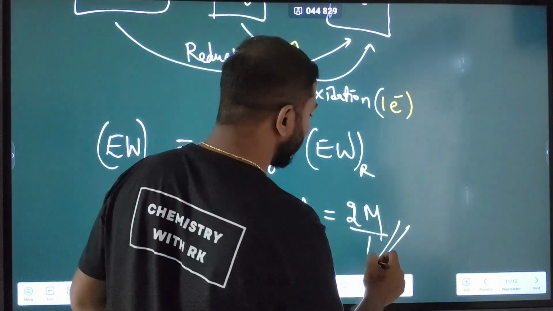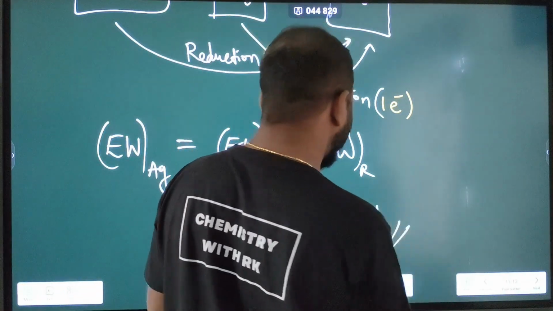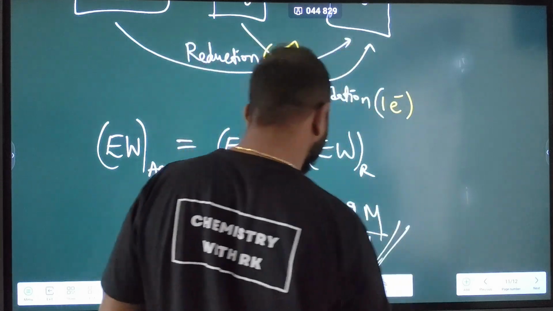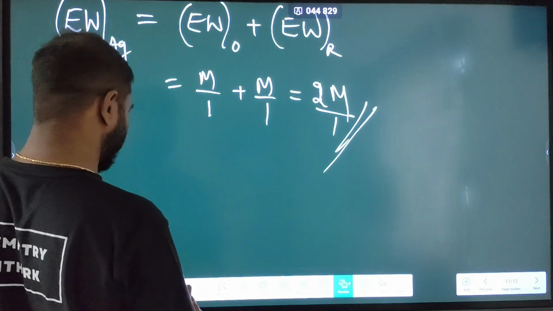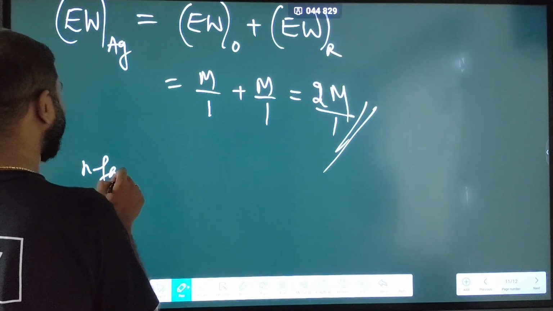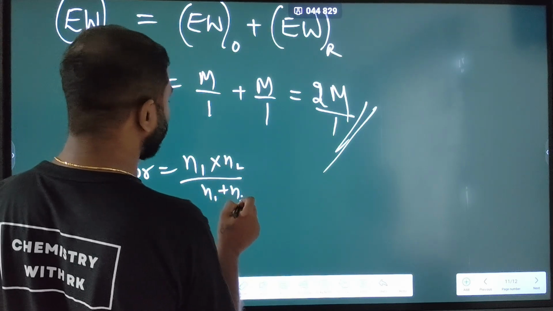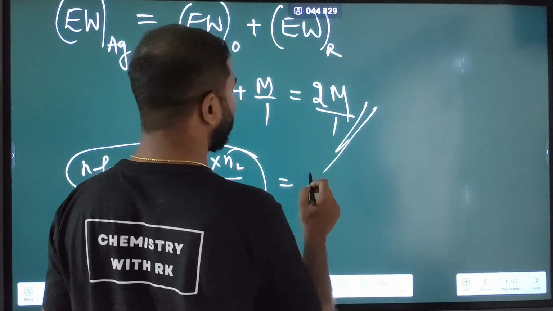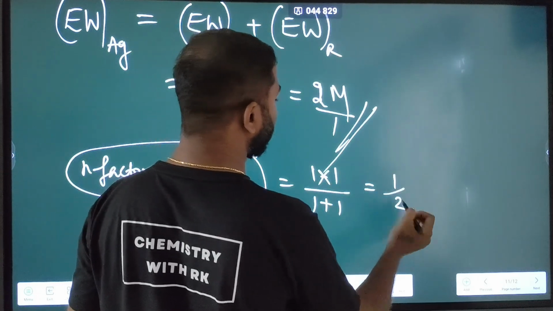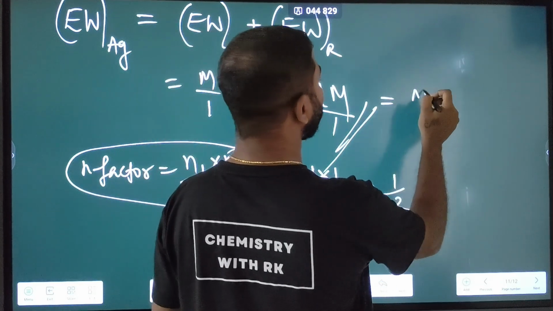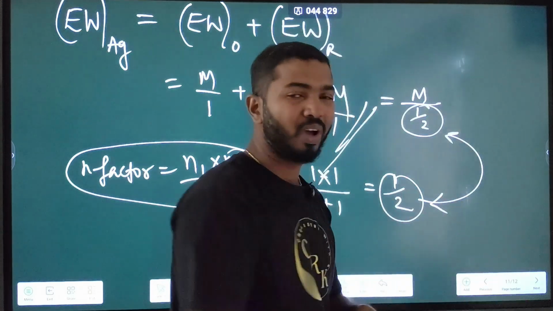This is the equivalent weight, 2m by 1, which is nothing but 2m. But if they ask what is the n factor, that is the overall n factor involved in this particular reaction. That is the same. The n factor can be calculated by n1 into n2 by n1 plus n2. So what we can write down here is 1 into 1 by 1 plus 1, which will give us 1 by 2. This can also be written as m by 1 by 2. So both the values are matching. So this is what you have to do.